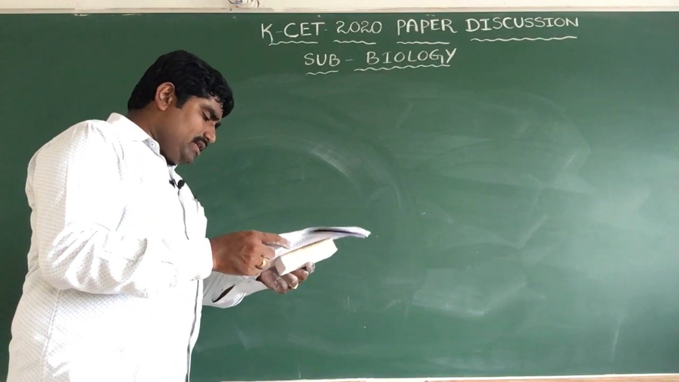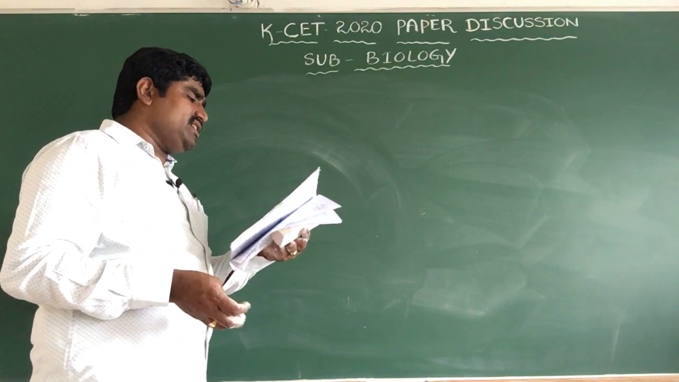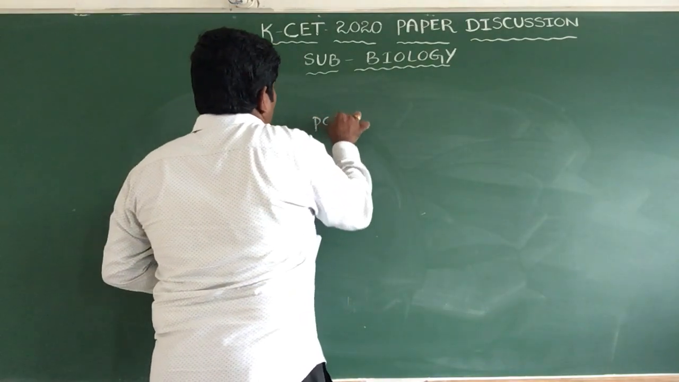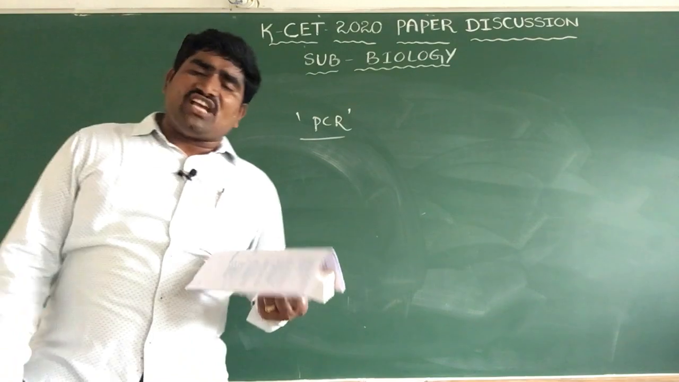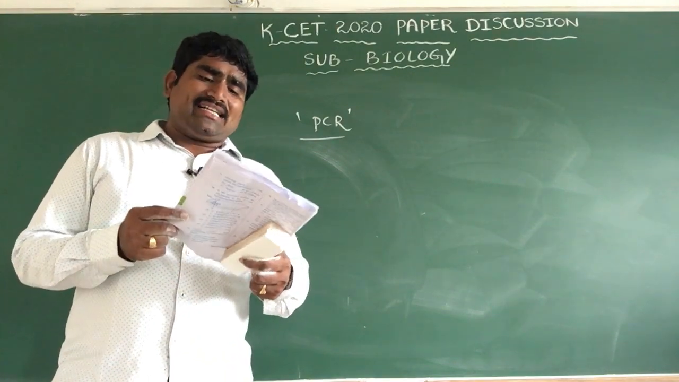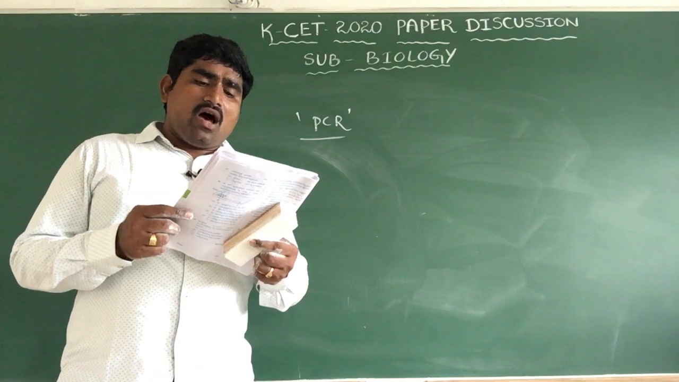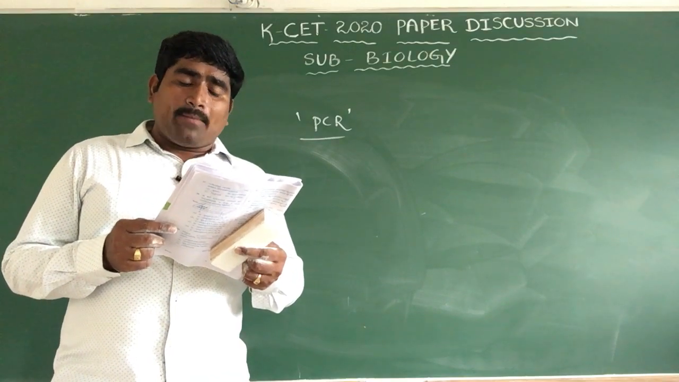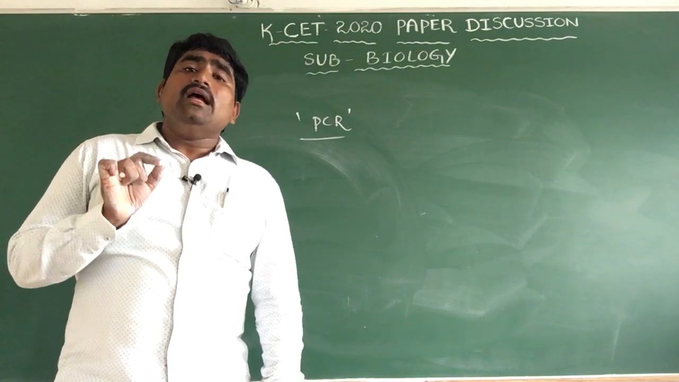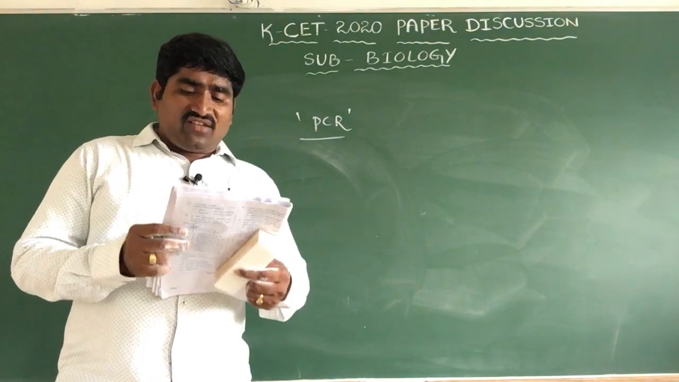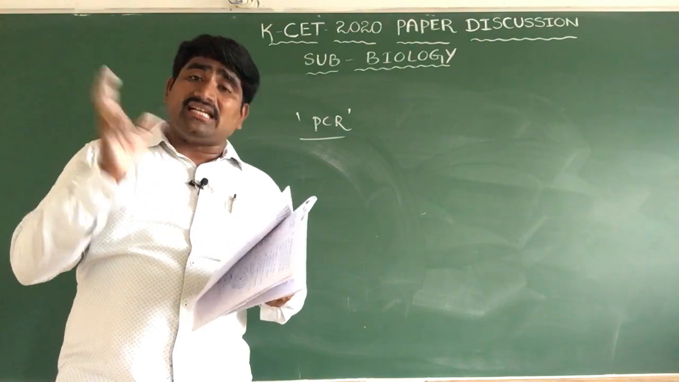The next one is, nowadays the early diagnosis of disease is done by PCR. PCR is also used for early detection of diseases. Which of the following features of plants is not helpful for adapting to desert life?